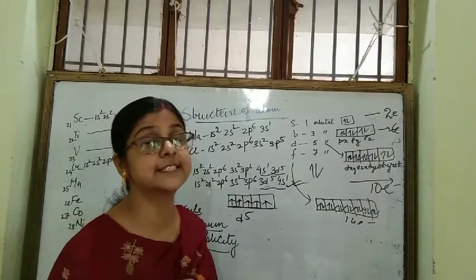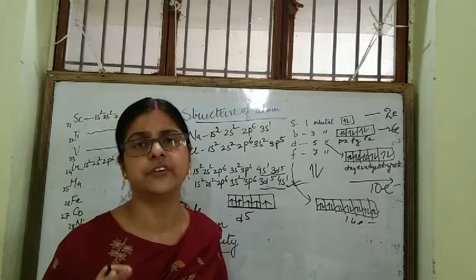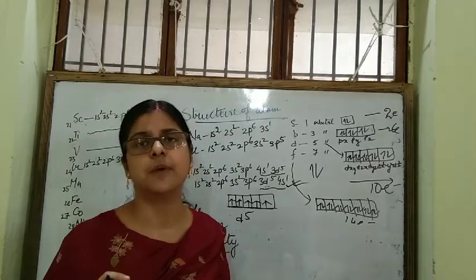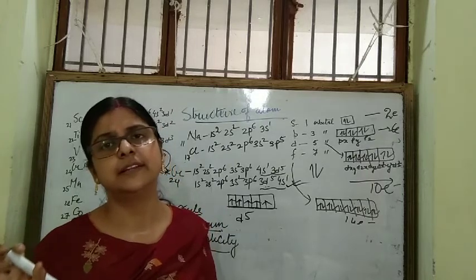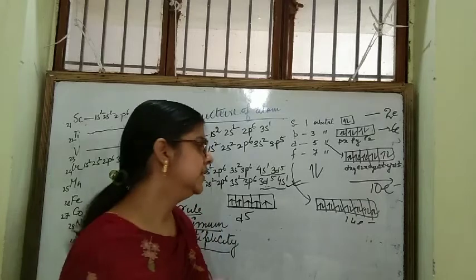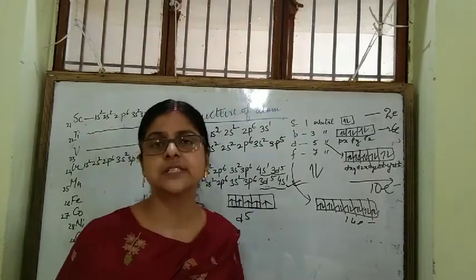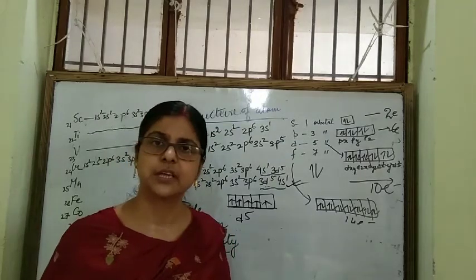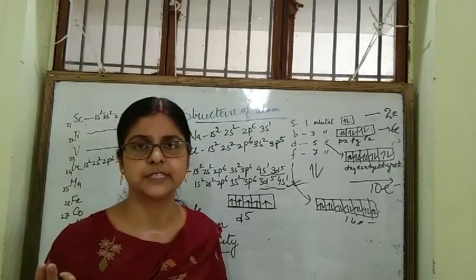Hund's rule states that if there are degenerate orbitals, meaning more than one orbital of equal energy. Degenerate means orbitals having the same or equal energy. Then these orbitals will first be singly filled, and then pairing will take place. This is Hund's rule of maximum multiplicity.